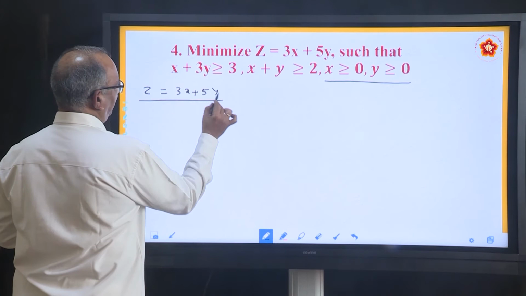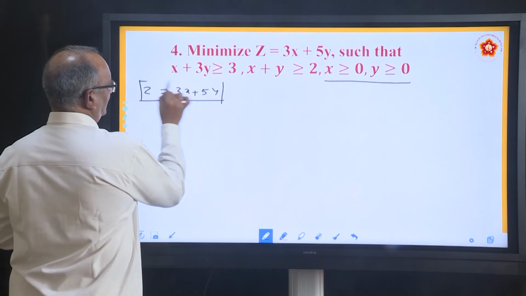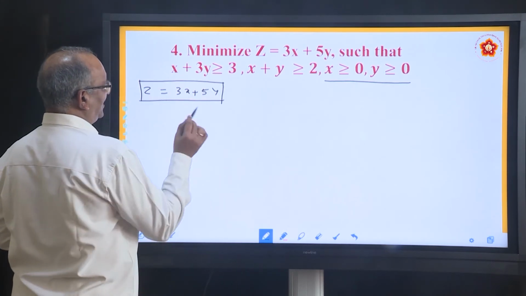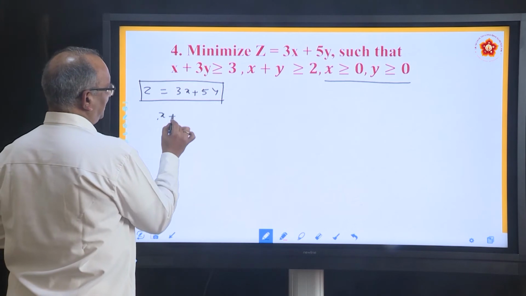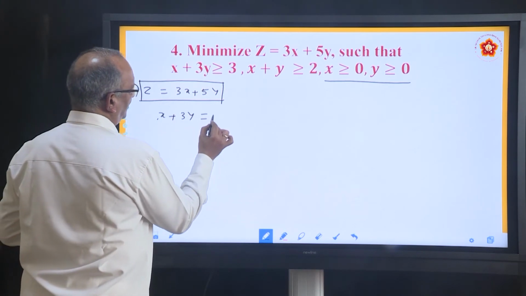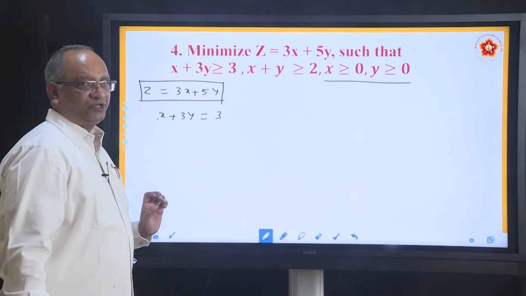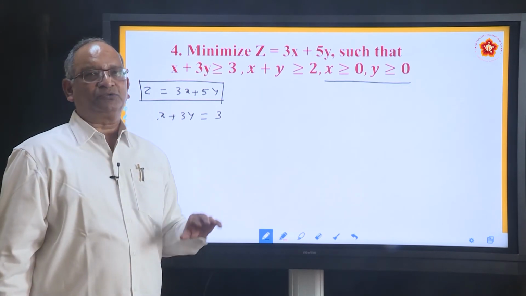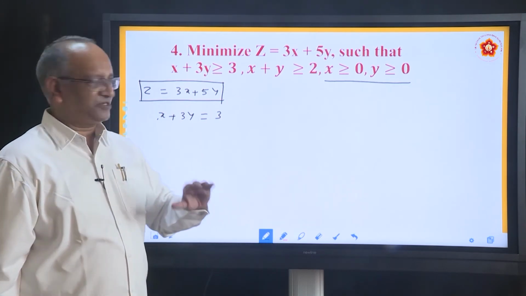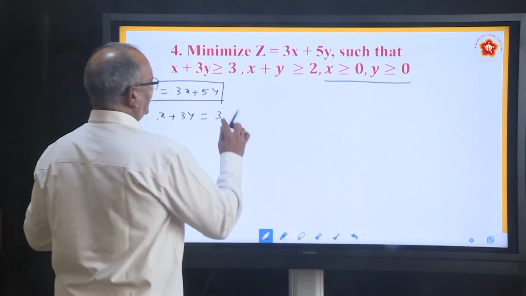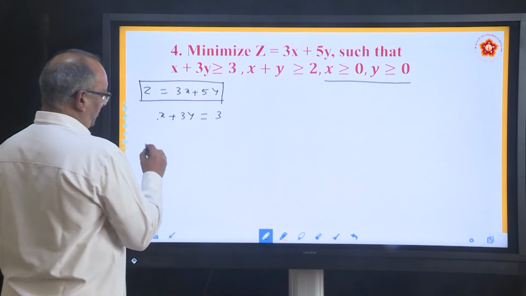This is called the optimization function. What are the constraints? x plus 3y equal to 3. Why are we writing equal to 3? Because that is the first thing you have to do: change inequations to equations.